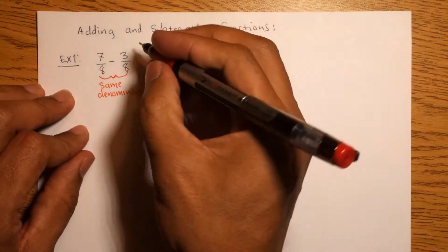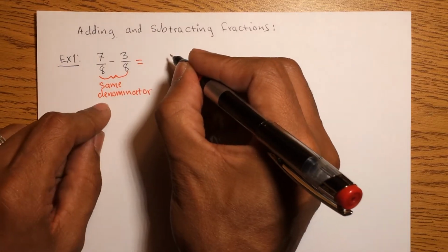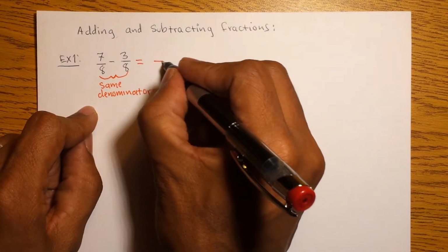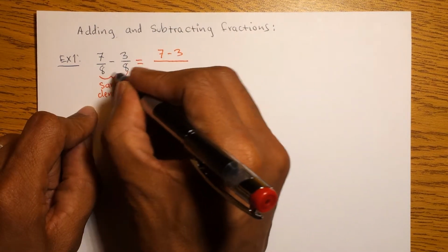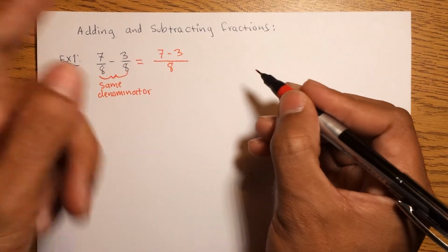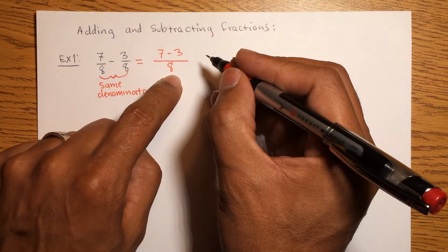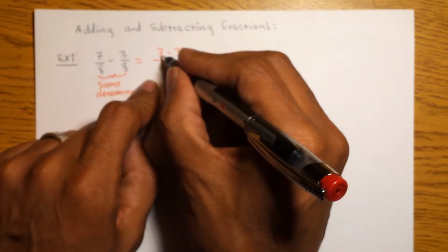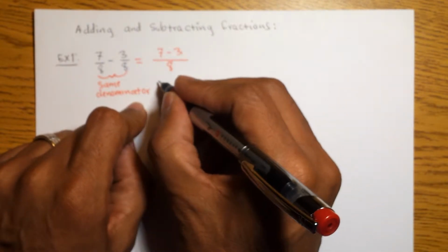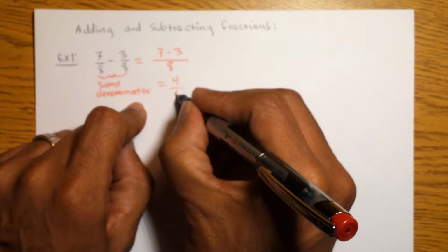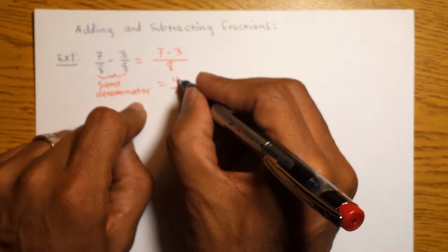So if that's the case, whenever you see that happening in a problem, it's very simple. All you do is you do 7 minus 3, and since they both have an 8, that stays the same, okay? So it's 7 minus 3 over 8 because they have a common denominator, which is 8. Then you just subtract the 3 from 7, so 7 minus 3 gives you 4/8.